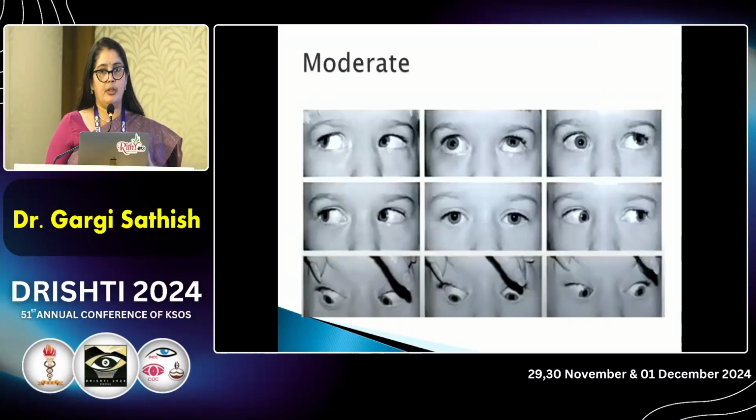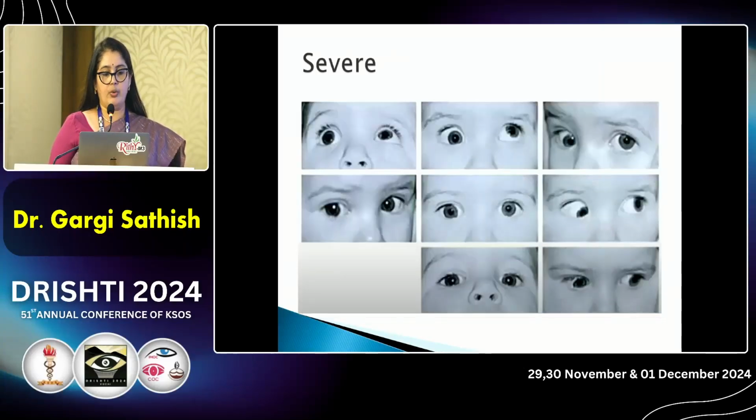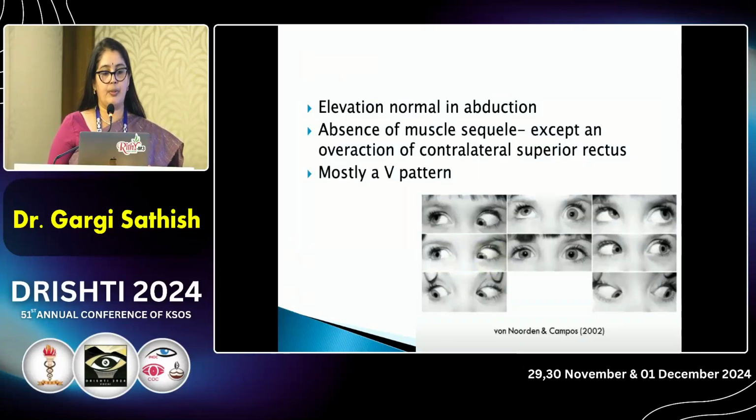If in primary position it's normal, but in the lateral gaze itself the deviation becomes evident, like in the right eye of the child, it is a moderate Brown's. And if it is evident in the primary position, you can call it a severe type of Brown's. So always remember, the elevation is going to be normal in abduction.